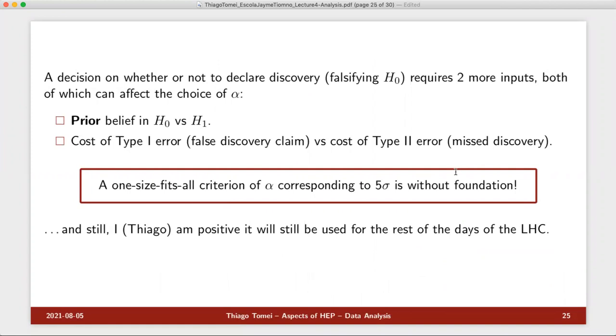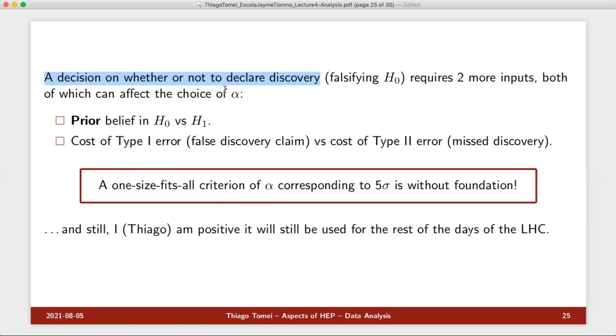But there is something else. This is not enough to actually take a decision. If you want to say, I actually discovered that, I actually conclude that the Higgs boson is a 0+ particle, or in general, a discovery of a particle, I conclude that there exists a particle with a mass of 125 GeV instead of not existing, so falsifying the null.